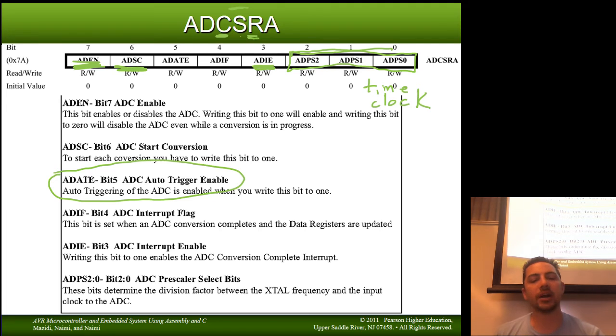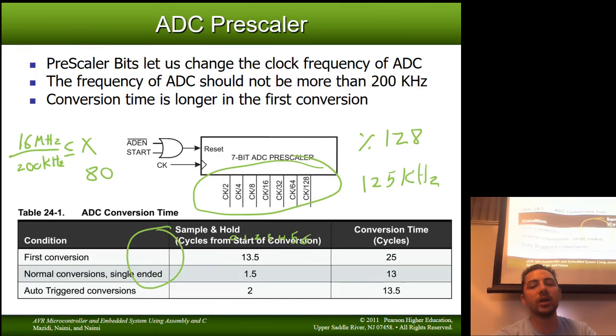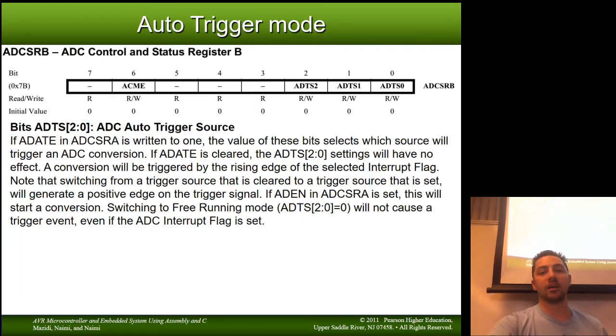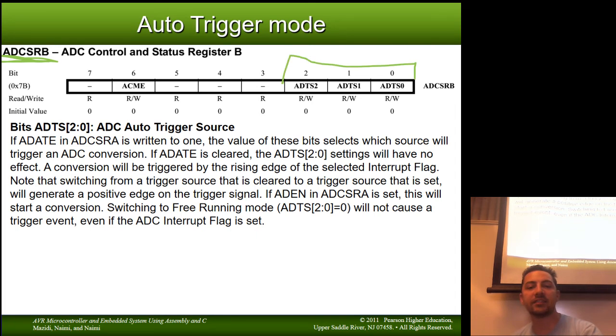The auto trigger enable says, hey, maybe we don't want to have to manually control the start conversion bit. Maybe we'd like it to just go as quick as possible. Let the hardware take care of it. So in order to deal with the auto trigger enable, there's actually one more field we need to talk about in another control and status register. There's the ADTS bits.